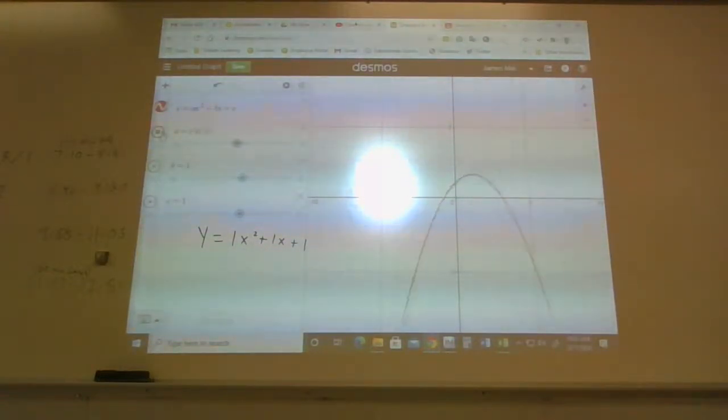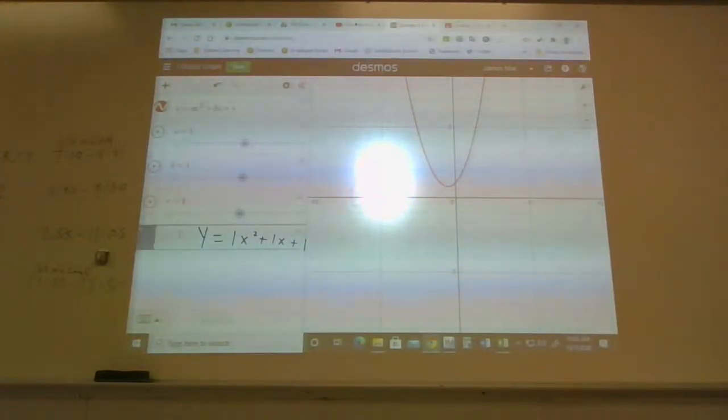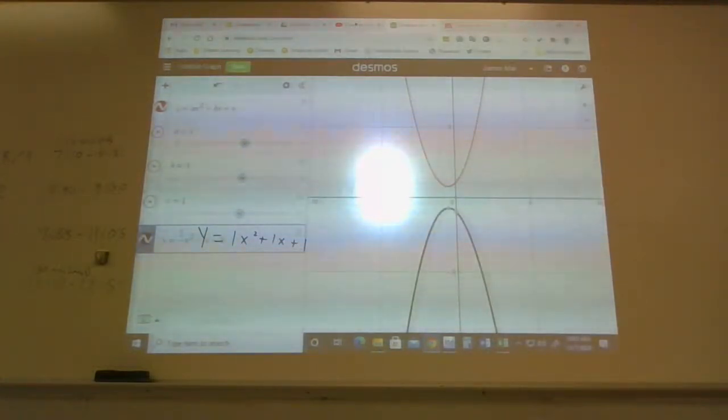It's not a precise reflection. In fact, if I wanted it to be a precise reflection, I would leave that at 1 there. Go to 1. There we go. And I'd actually put in y equals negative x squared minus x minus 1. Now it's an actual true reflection. But that's not the purpose of today.